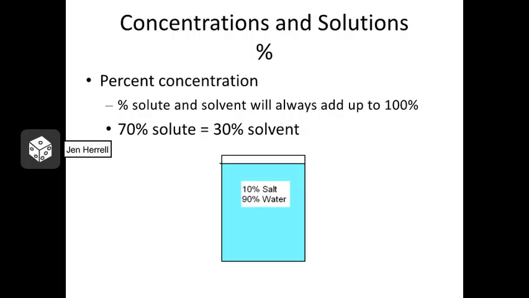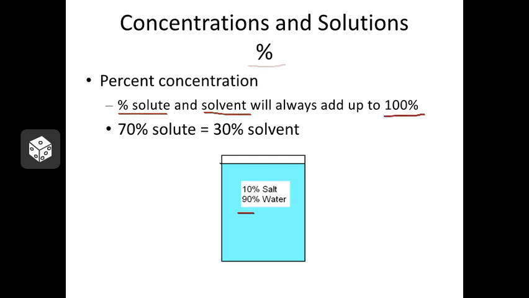In this chapter, we're mainly going to be dealing with concentration gradients and how cells use concentration to make molecules move where they want to go. There's a couple of things to remember about concentrations. First, they can be measured in percentage or molarity, and we'll talk about molarity in a moment. When you're dealing with percentages, it's important to remember that the percentage of the solute and the solvent is always going to add up to 100%.